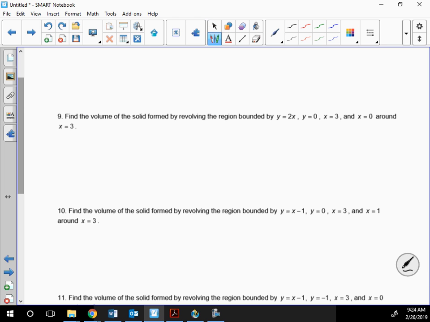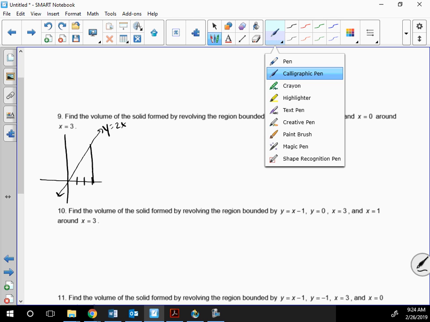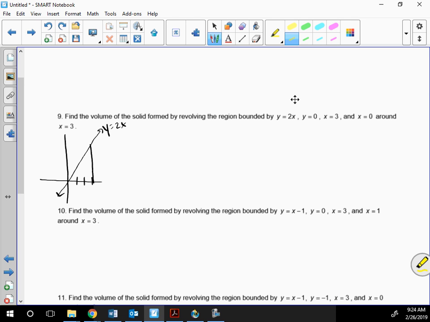So this is kind of going back to our beginning graph. So we have y equals 2x, y equals 0, x equals 3, and x equals 0. Okay, so we've got this region here, but now we're rotating around x equals 3. That's a vertical axis of revolution.